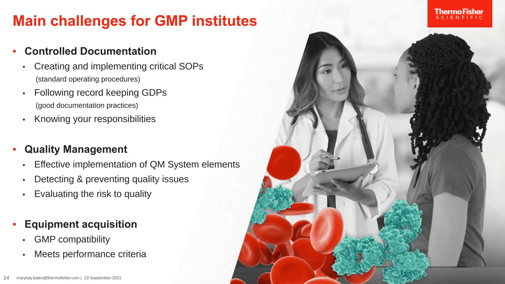So the main challenges for those of us working in GMP institutions or under GMP guidelines is first, controlled documentation. We know that creating and implementing critical standard operating procedures, or SOPs, is a huge undertaking, and all of those are critical to your success. And as part of that, following good record keeping, good documentation procedures, okay? Because poor record keeping is often a big flag in an audit failure.